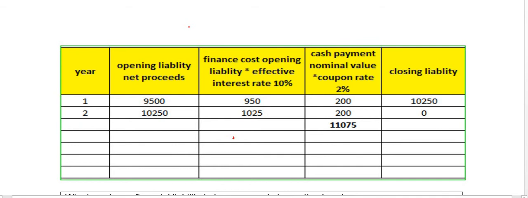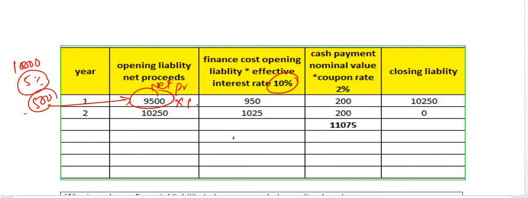Now I have done this question for you. If you see here, we have 10,000 nominal value, and 5% is the discount. So 5% of 10,000 is equal to 500, and you will get 9,500. This is the net proceeds. Now you multiply this net proceeds with the effective interest rate, which is 10%, and you will get this. This is a finance cost which increases the liability. The coupon rate applies on the nominal value, 10,000 multiplied by 2%, so you will get 200. So 9,500 less 200, and you will get this amount. After 2 years you have to pay the premium amount, I think that is 175, and 10,000 is the nominal value, and then you have no liability.